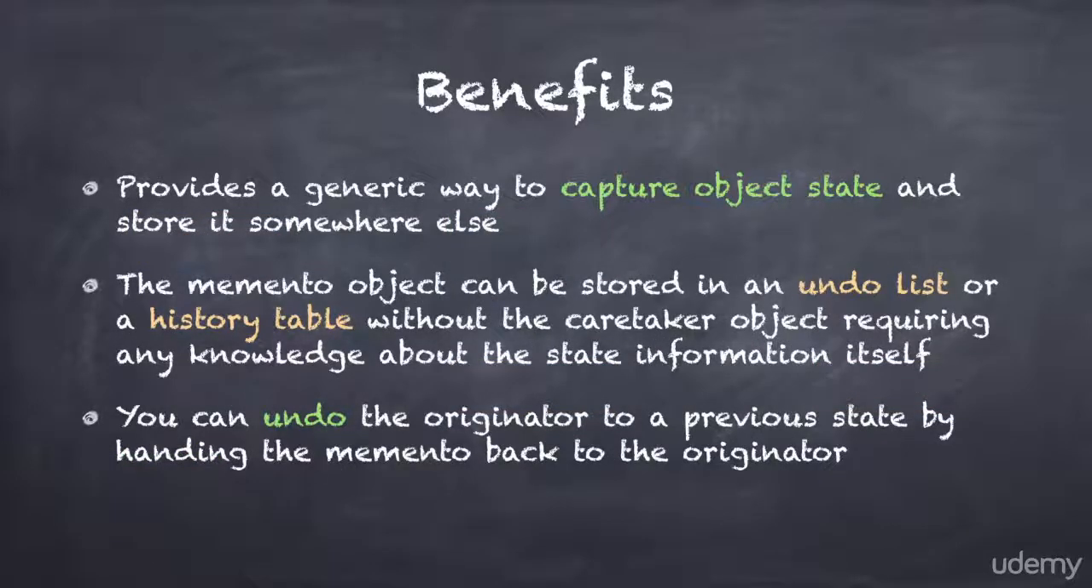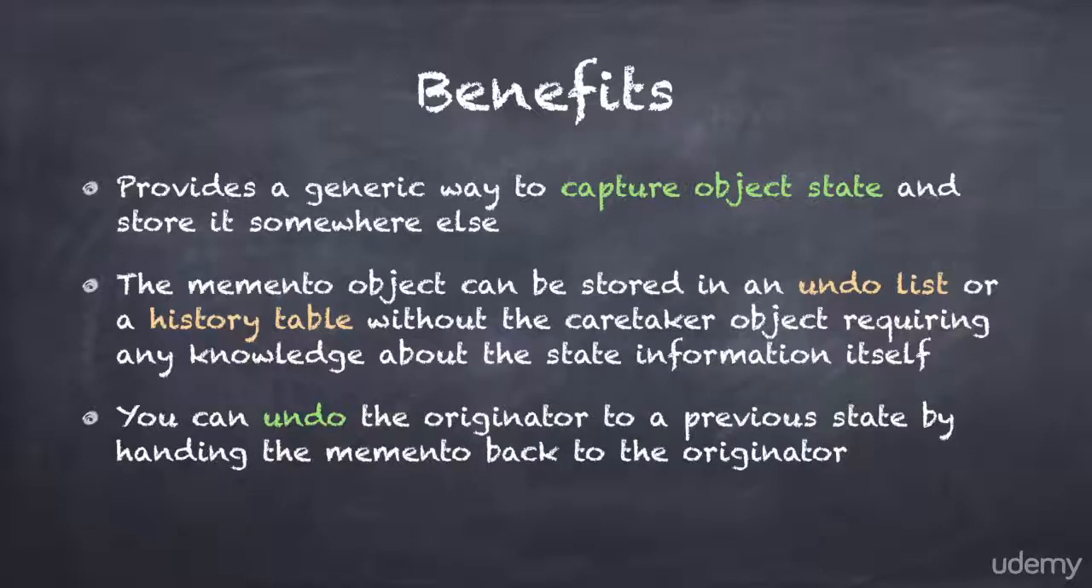The benefits of the memento pattern is that it provides a generic way to capture object state and store it somewhere else. The memento wraps the object state information and makes it suitable for export, but it also protects the state information by ensuring that only the originator can access it. The memento object can now be stored in an undo list or a history table, without the caretaker object requiring any knowledge about the state information itself. The memento acts as a black box that perfectly encapsulates a single state record.